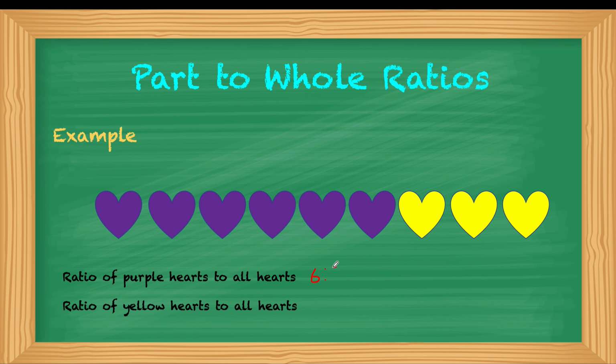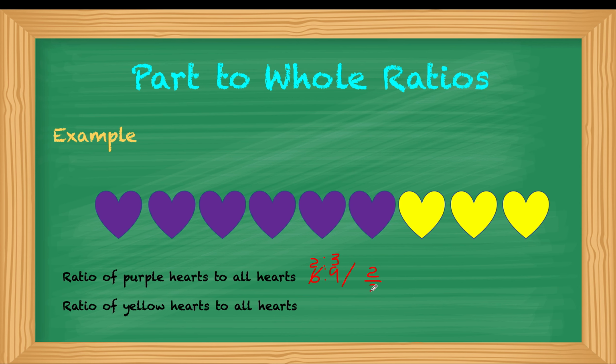So therefore, our ratio is 6 to 9. And it can be simplified. So now we can say 3 into 6 goes 2 times, and 3 into 9 goes 3 times. So our ratio when simplified will be 2 to 3, or remember it can be written as a fraction, 2 over 3.